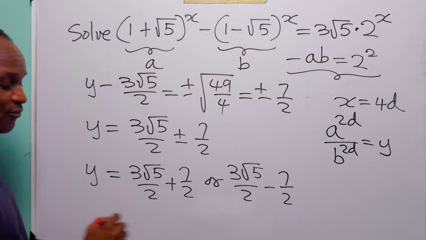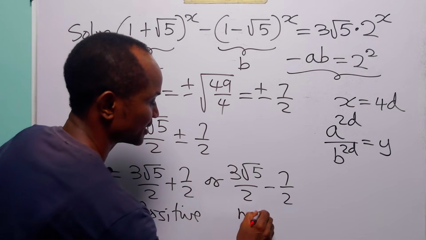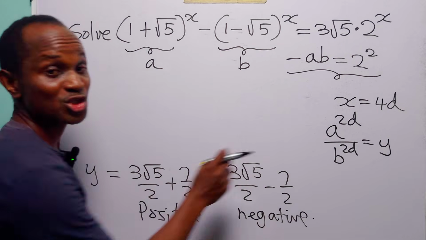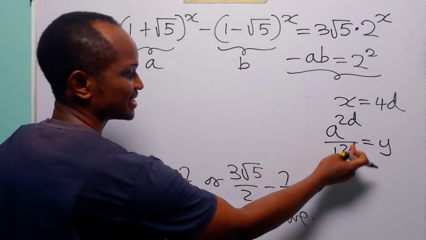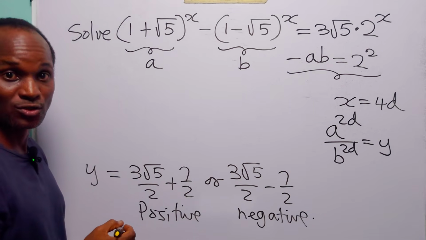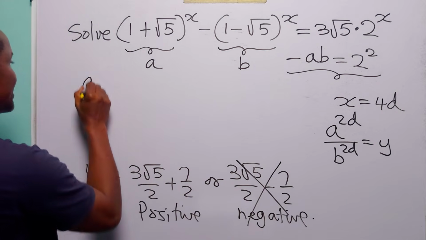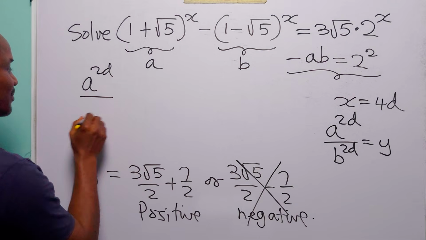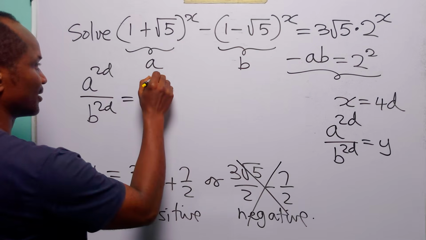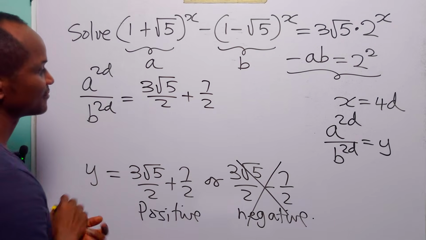Of course, you know that this value of y is positive, while this value of y is negative. Now let us go back to this substitution. Of course, you know that because of this square, there is no real value of d that is going to give us a negative output. So we reject this value of y, and we have that a to the power 2d divided by b to the power 2d is equal to 3 root 5 over 2 plus 7 over 2.